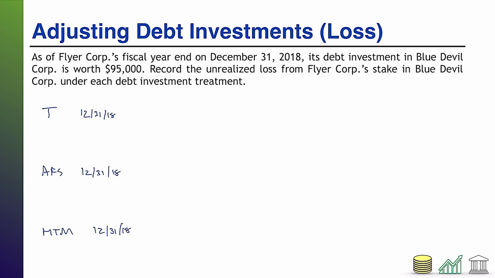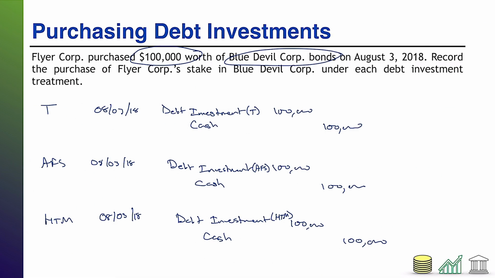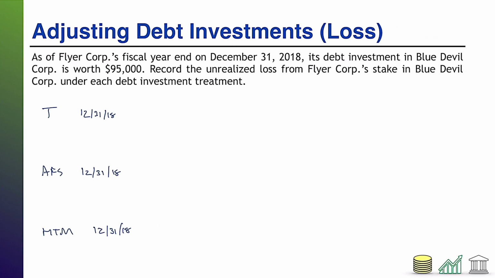It says, as of Flyer Corp's fiscal year end on December 31, 2018, its debt investment in Blue Devil Corp is worth $95,000. All right, so remember, it was worth $100,000. It is now only worth $95,000. So we have had a $5,000 loss, right? $100,000 minus $95,000 equals $5,000 loss. All right, record the unrealized loss under each debt investment treatment.